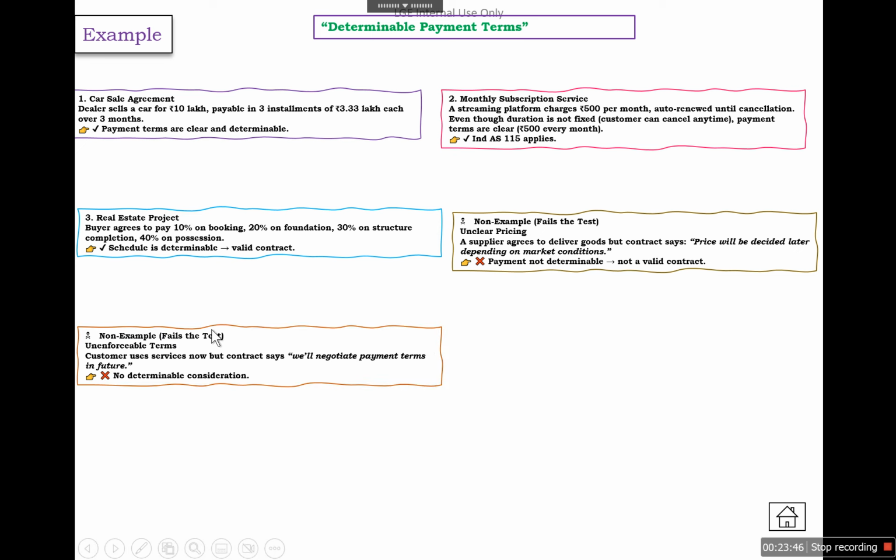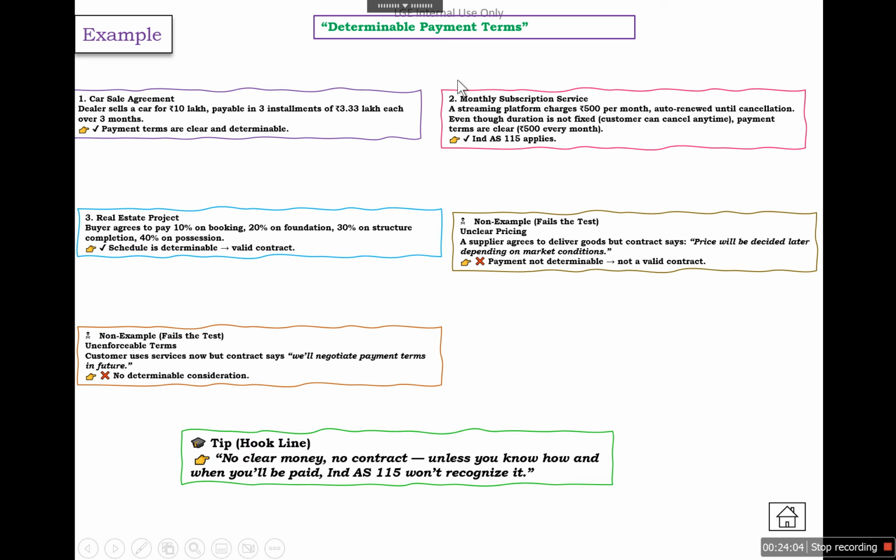Similarly, another example of failing the test is: the customer uses services now, but the customer says we will negotiate payment terms in future. So in this case, there is no determinable consideration. Payment terms will not be clear, and Ind AS 115 will not recognize it. So the hook line is: no clear money, no contract. Unless you know how and when you will be paid, Ind AS 115 will not recognize it.